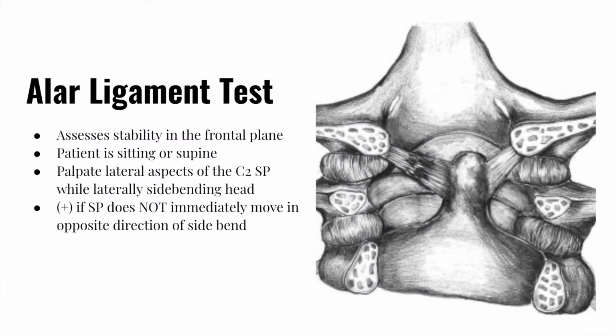The first is the alar ligament test. This assesses stability in the frontal plane, and can be performed with the patient sitting or supine. The clinician will palpate the lateral aspect of the C2 spinous process while laterally side bending the head. A positive test is seen if the spinous process does not immediately move in the opposite direction. We can see a torn alar ligament here. Let's look at this test being performed.